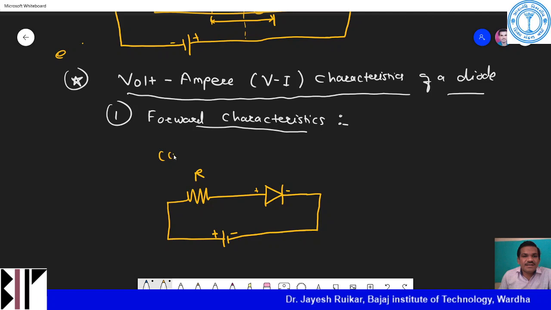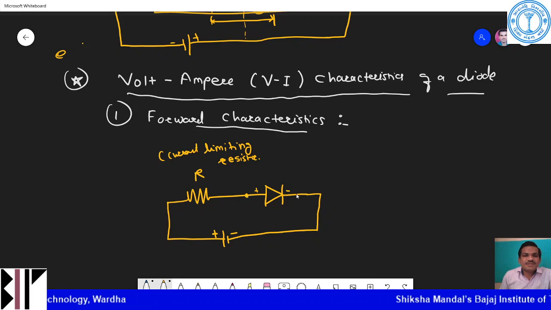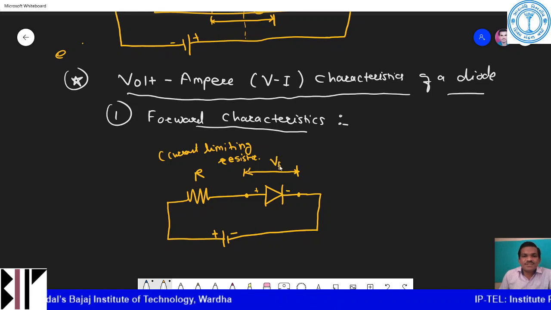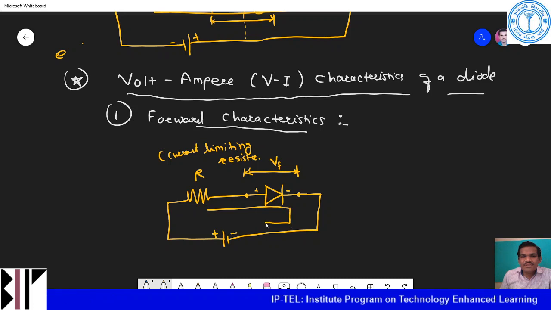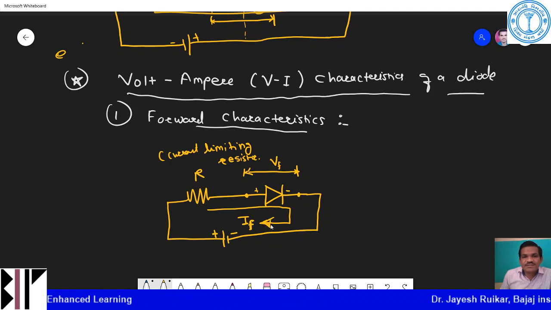I will write this as my current limiting resistor, and this is the diode terminal. The voltage across this diode is VF, or forward voltage. The current flowing through this diode I will write in terms of F, that is the forward current IF, and this is the direction of the current.